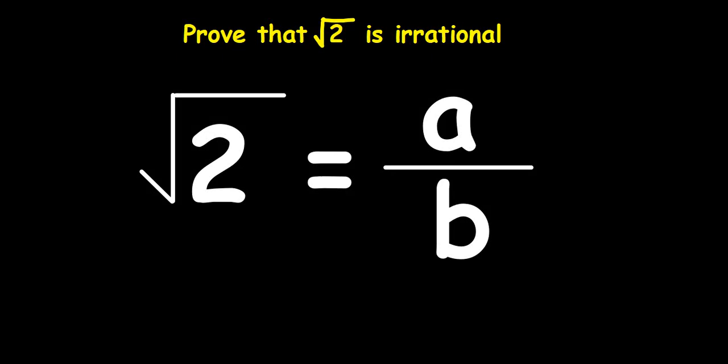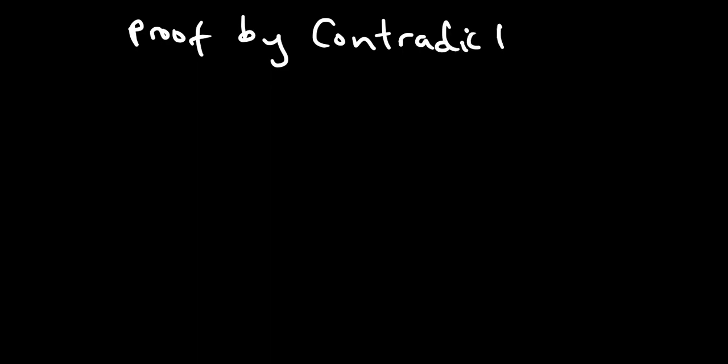In this video, we are going to prove that the root of 2 is irrational. To prove that the root of 2 is irrational, we will use proof by contradiction. So how does this proof work?